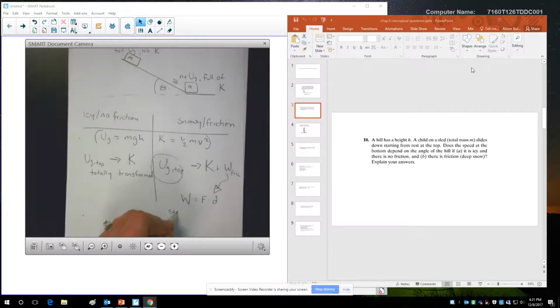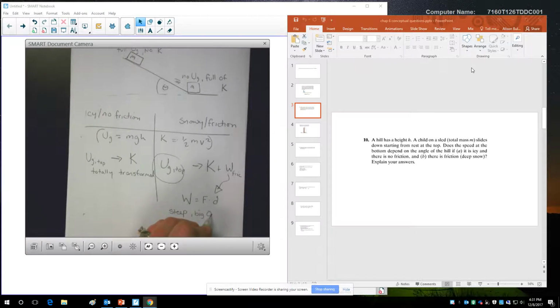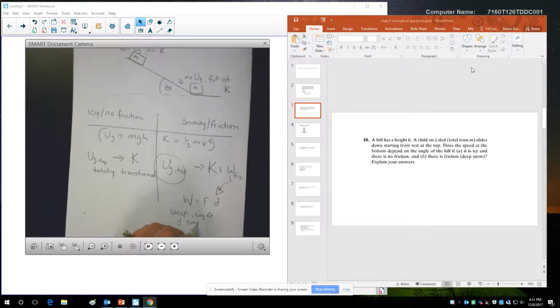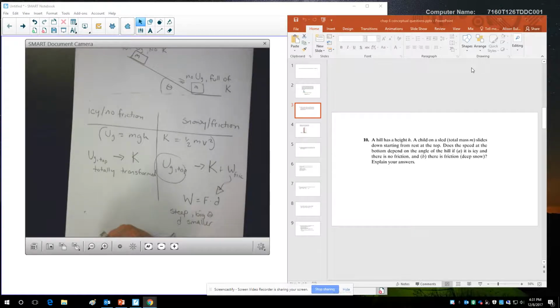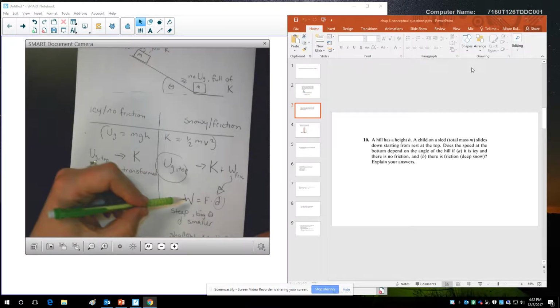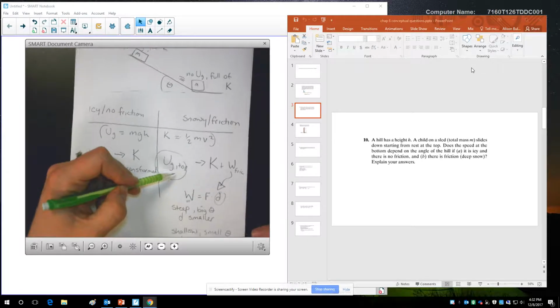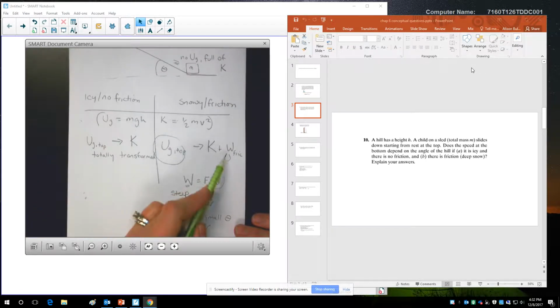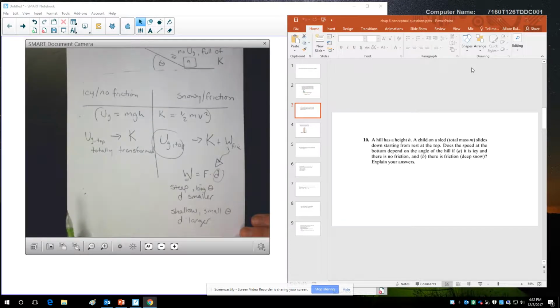For steep hills, big theta, d is smaller. And for shallow hills, small theta, small angles above horizontal, d is larger. So the larger the d, the bigger the work done by friction, and the more of that starting gravitational potential energy gets sidetracked into the work done by friction.